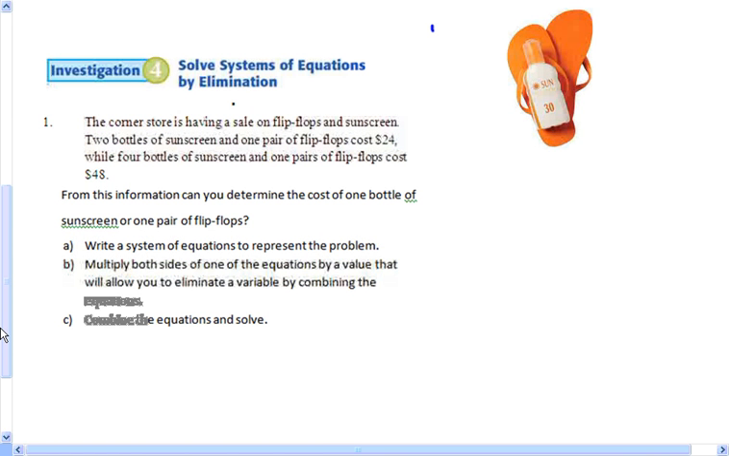Yesterday we learned how to solve systems by substitution. Today we're going to use elimination. There are some places where solving by elimination is a lot quicker, easier way. And I'm going to use this example to show you that.